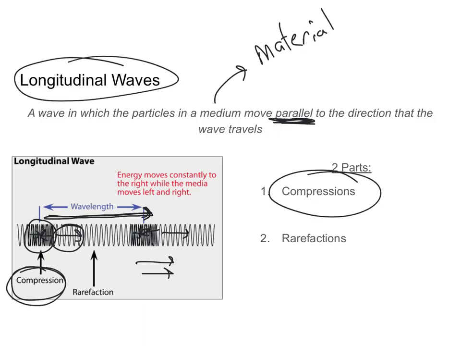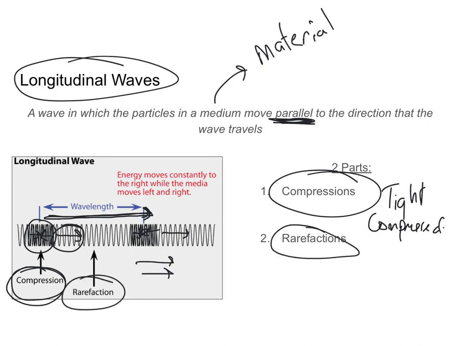And like I said, there's two parts that we need to know. They're called a compression, the parts where they're very tight together, or compressed. And then rarefactions. This is kind of a tricky word, so if you need to write it down, make sure that you do that. Our rarefactions is where they're spread apart. Essentially the opposite of our compressions, but that's a longitudinal wave when the disturbances move parallel to the direction the wave travels.